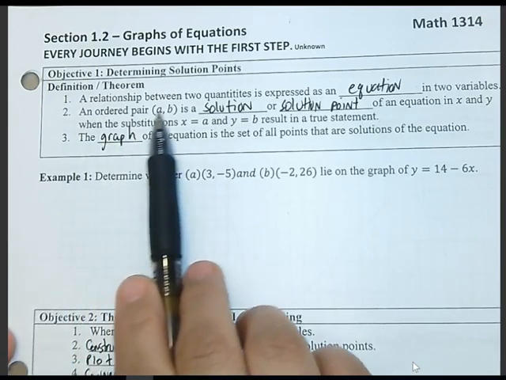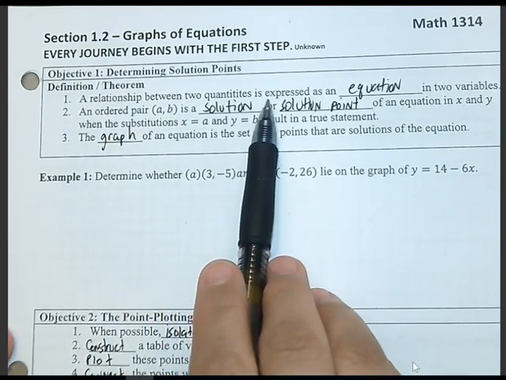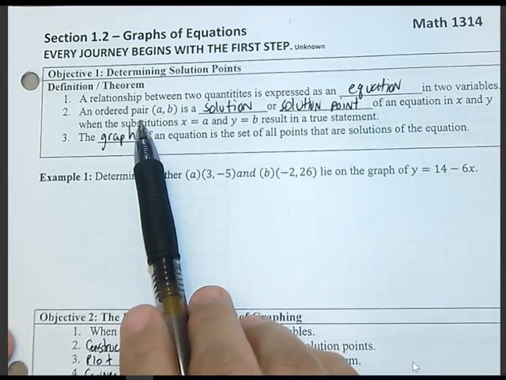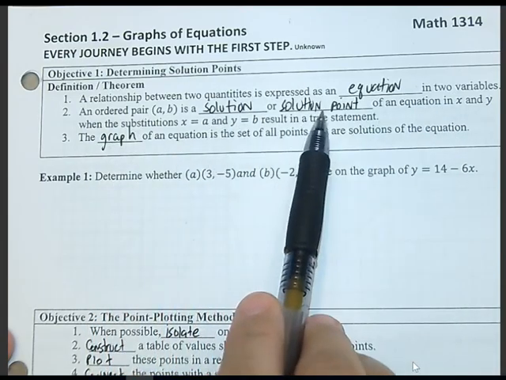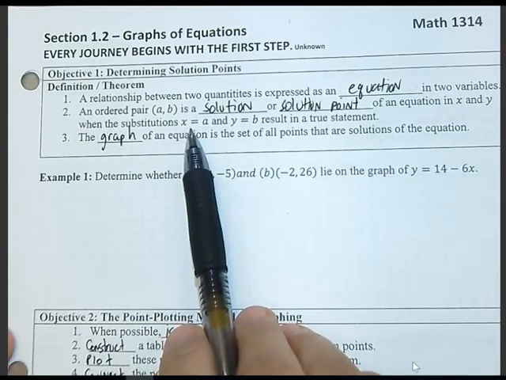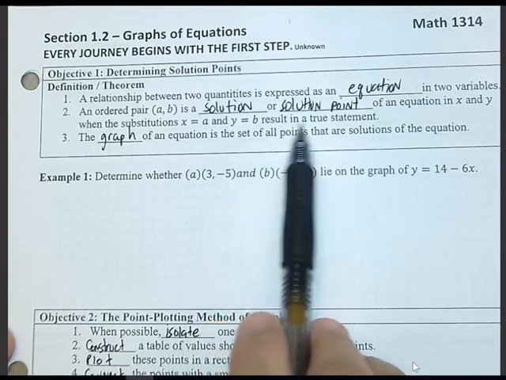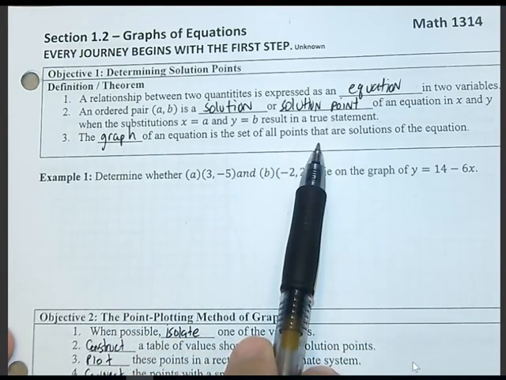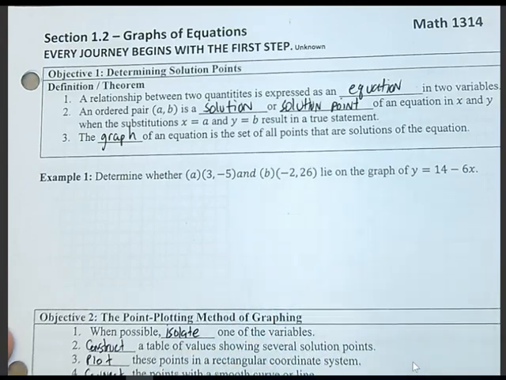So a relationship between two quantities is expressed as an equation in two variables. An ordered pair is a solution or solution point of an equation in x and y when the substitutions x equals a and y equals b result in a true statement. And then the graph of an equation is the set of all points that are solutions to the equation.